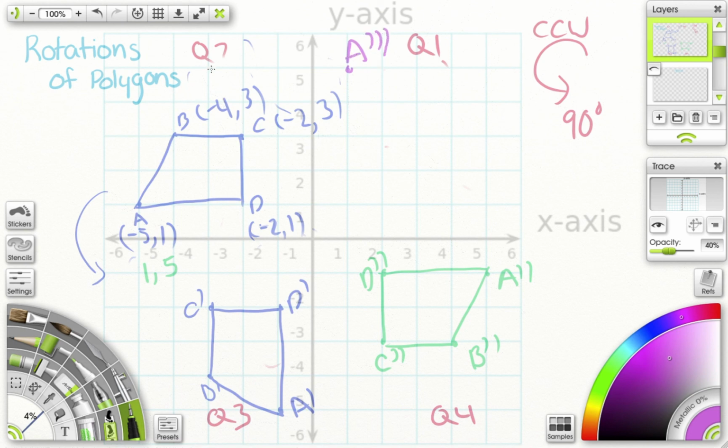B, switch it up, so it becomes 3, 4. But they both have to be positive, so I get rid of that negative. So I go 3 up to 4 is B prime prime prime. C, switch them up, so it becomes 3, -2, except I get rid of that negative, so it becomes 3, 2. So 3 up to 2 is our C prime prime prime. And D becomes 1, -2, except I get rid of the negative, so it becomes 1, 2. And that's our D. Now I connect it up. And there is our final rotation.